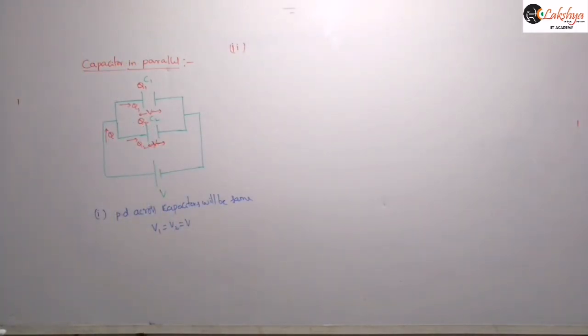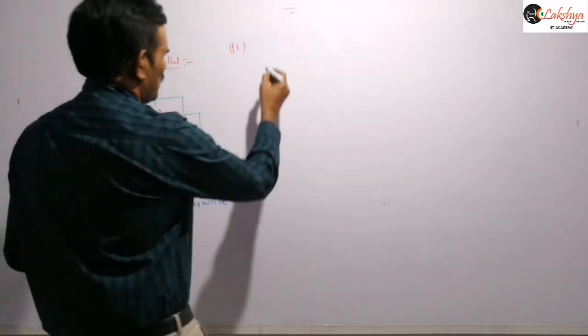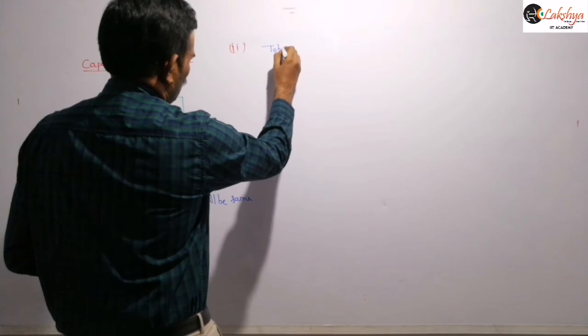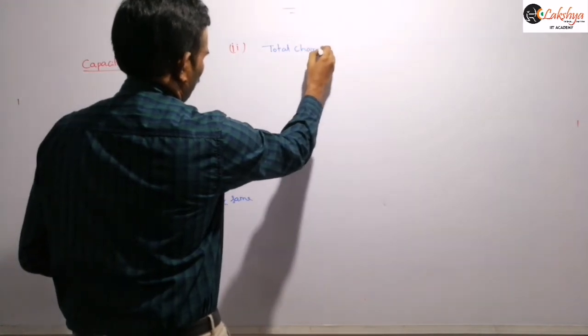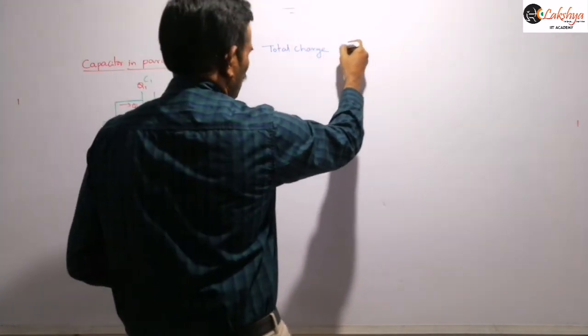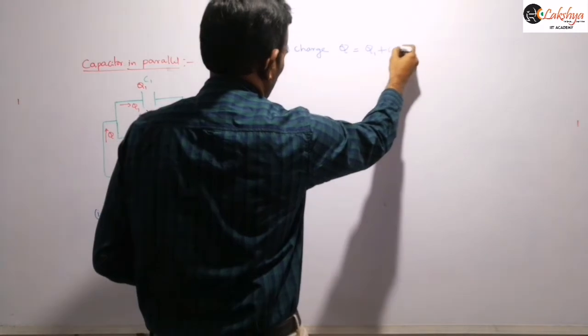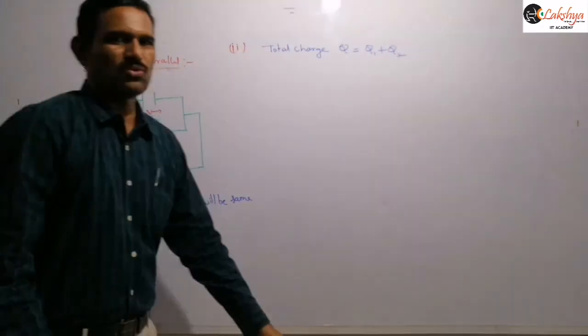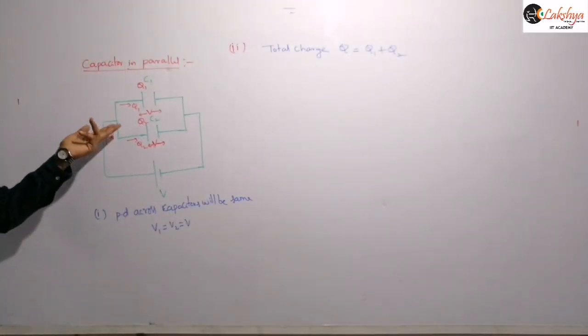Charges on the capacitor relation. Q1 is the charge on the first capacitor, Q2 is the charge on the second capacitor. Then you can write the total charge Q is equal to Q1 plus Q2. Just a charge conservation, or similar to Kirchhoff's current law here.